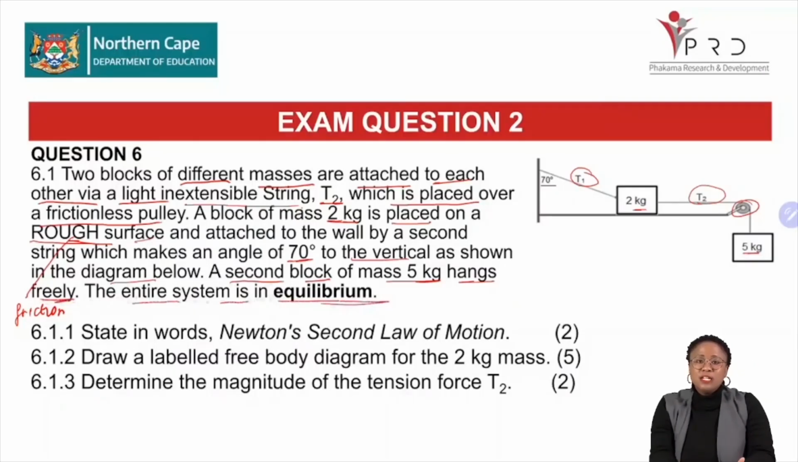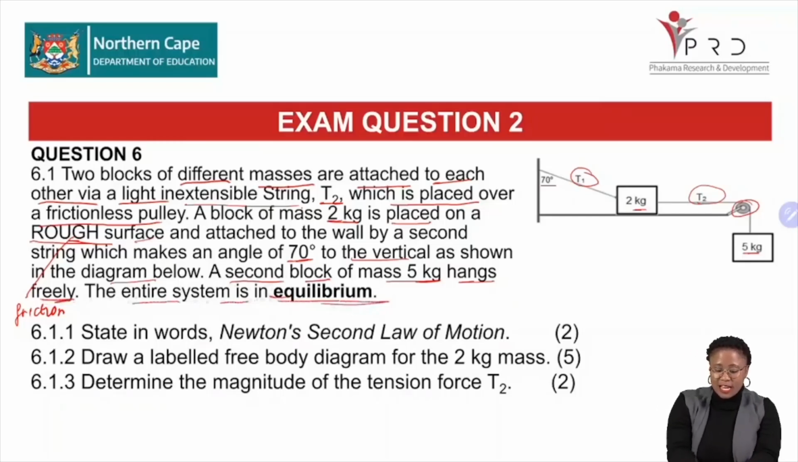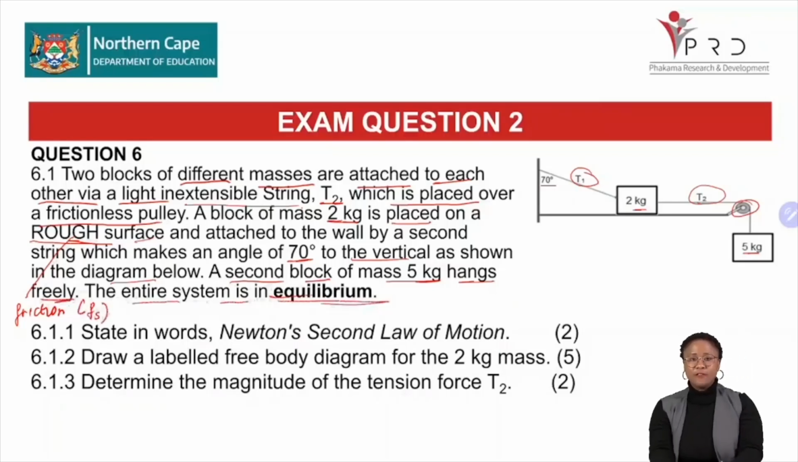When the system is in equilibrium, that means that F net is equal to 0. That means here we are dealing with Newton's first law. That means that these objects are stationary. There is no movement, all right, because they are at equilibrium. So here, what type of friction am I dealing with? That means here I am dealing with static friction force.